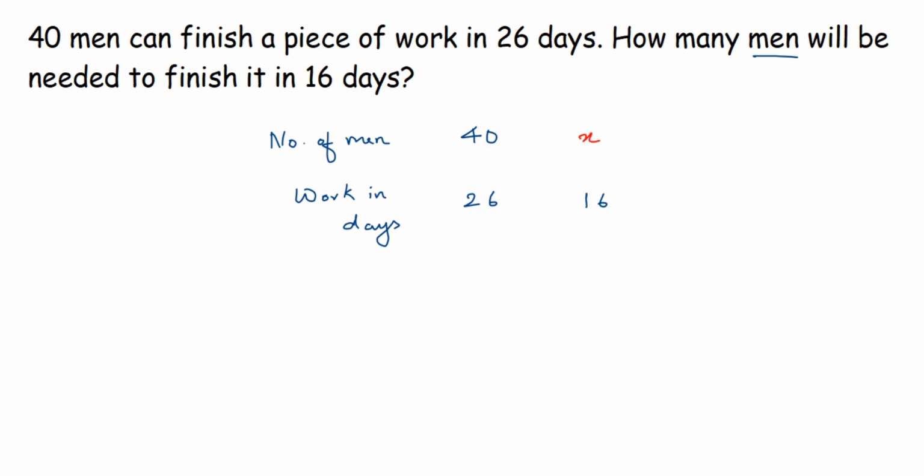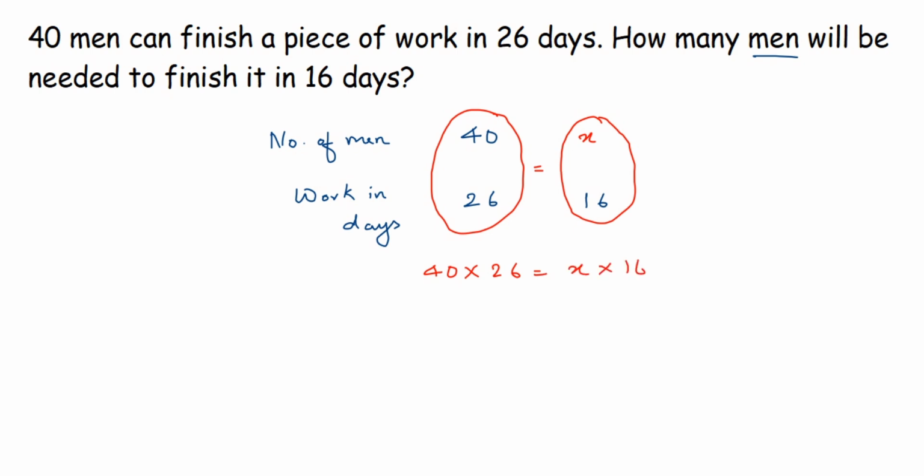Now whenever you see an inverse proportion question, you have here the number of men, which is one factor, and this is the other one. You have to multiply these two and equate that with this one, right? So this will be 40 times 26 equals x times 16. Remember, if it was a direct proportion, then we will divide these two quantities. If it is an inverse proportion, we will multiply and equate with this one. Now here you obtain an equation. So this is 40 times 26 equals x times 16.